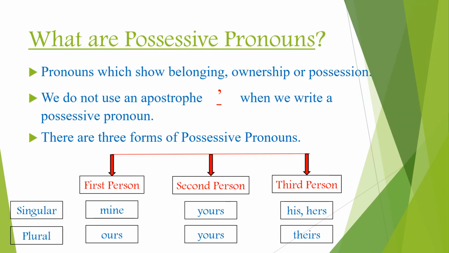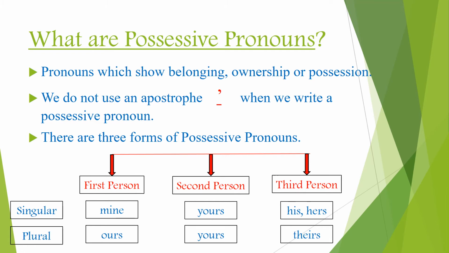Okay, the next type of pronoun is the possessive pronouns. Now, let's read what possessive pronouns are. Possessive pronouns are pronouns that show belonging, ownership, or possession. So I can say, this is my bag, so it's mine, it belongs to me. It shows that this bag is mine.